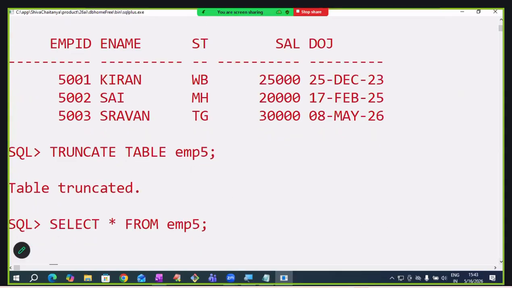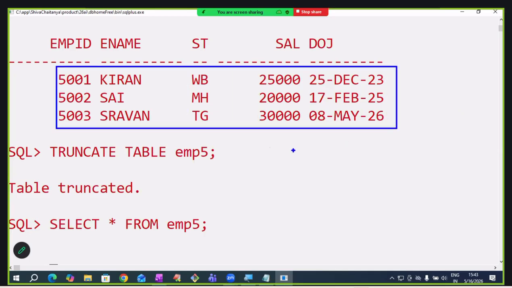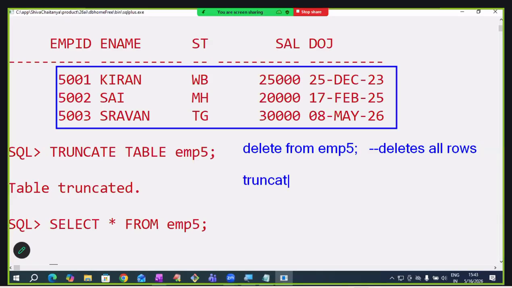Okay. So I'm stopping the session here. Is it clear about truncate and rename, sir? Now, interviewers may ask like this. Delete from EMP5 means what happens, sir? What happens here? Deletes all rows. Truncate table EMP5. What happens, sir? Deletes all rows. All rows.